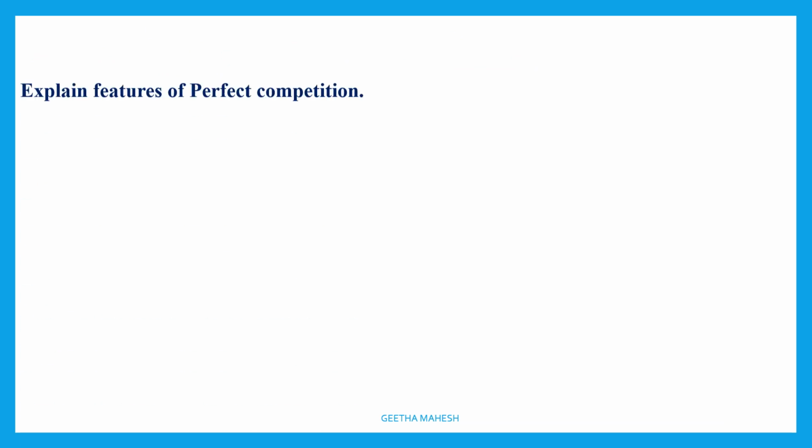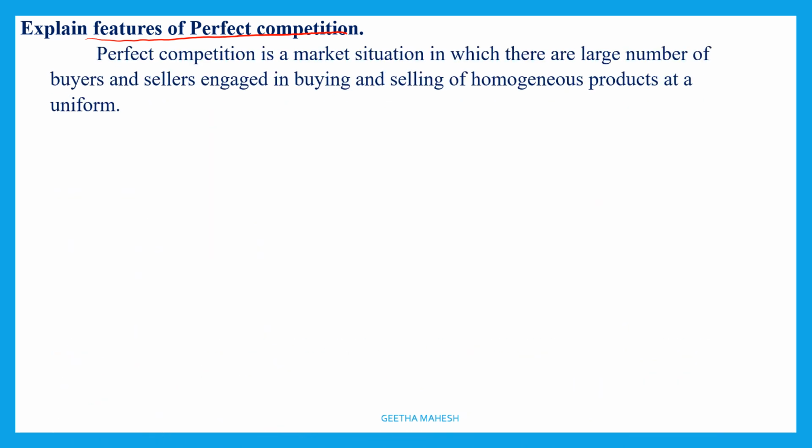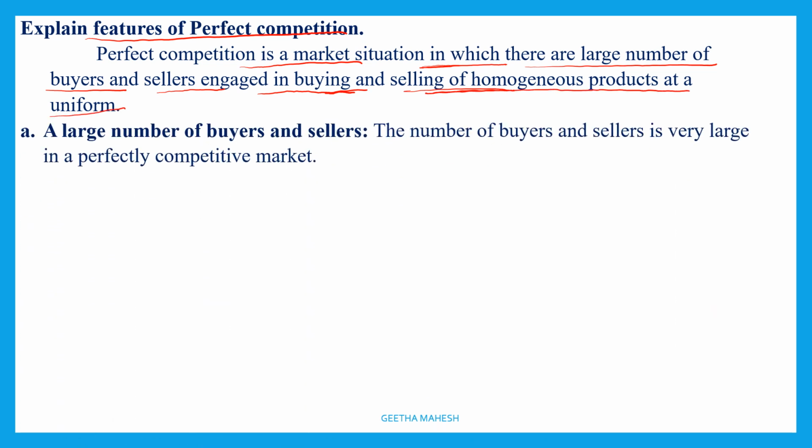Dear students, now let us discuss another question. Explain the features of perfect competition. Perfect competition is a market situation in which there are a large number of buyers and sellers engaged in buying and selling of a homogeneous product at a uniform price.